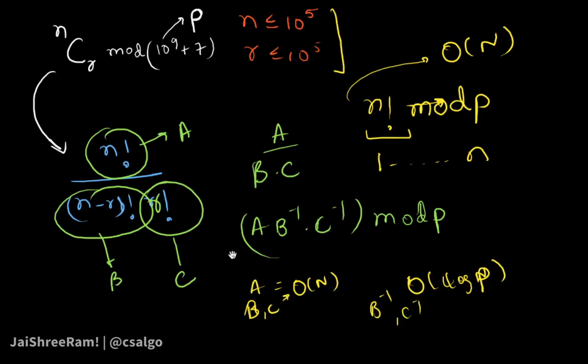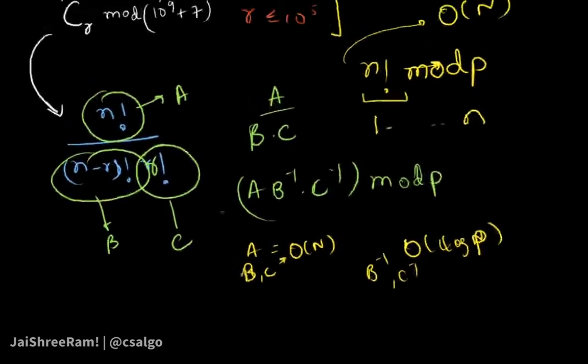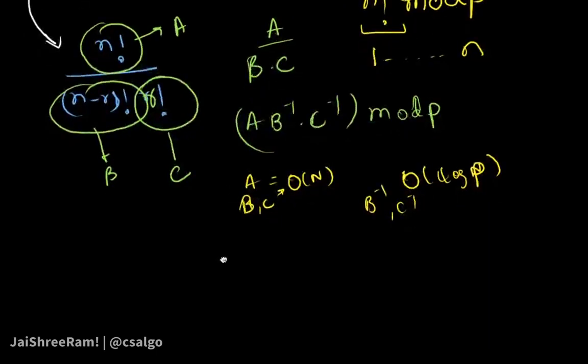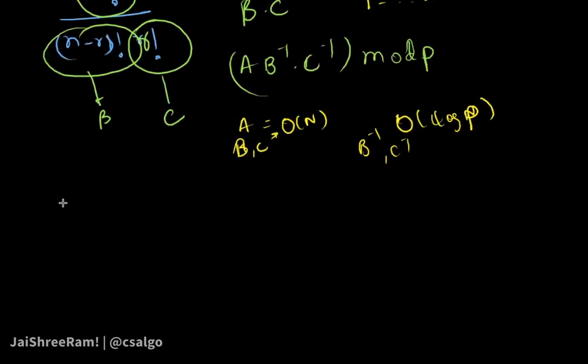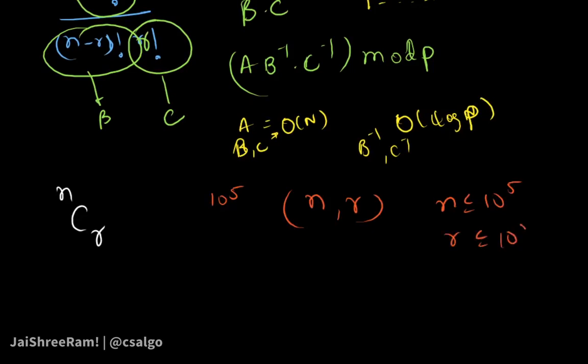Now suppose you had to find the values of n choose r repeatedly and fast. Suppose you need to calculate the values of n choose r, and you will be given 10 to the power 5 different values of n comma r, where each n is less than or equal to 10 to the power 5, and each r is less than or equal to 10 to the power 5. So there will be 10 to the power 5 test cases, and for each test case you need to find the value of n choose r.